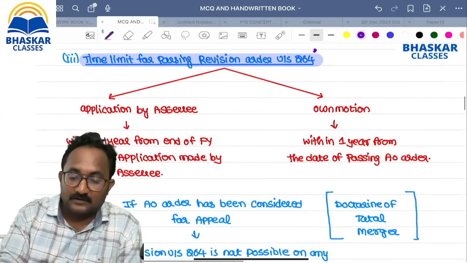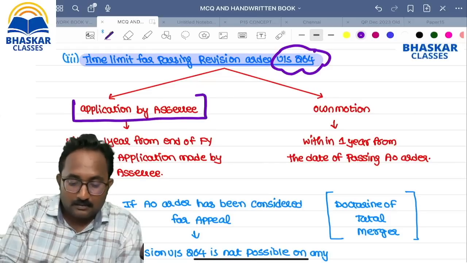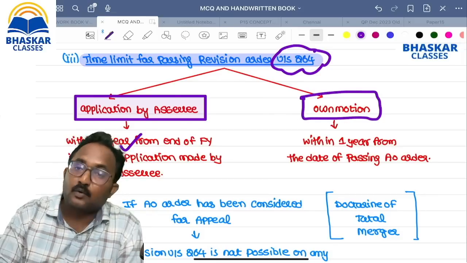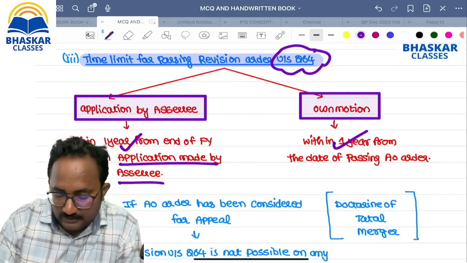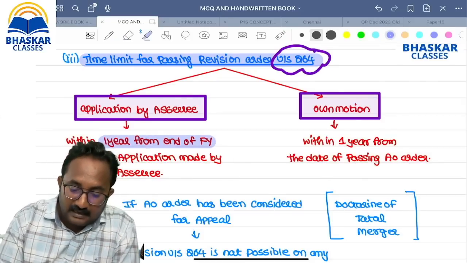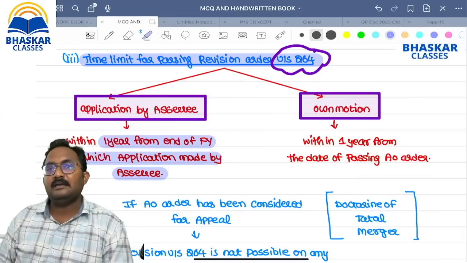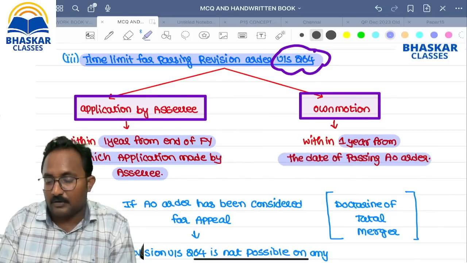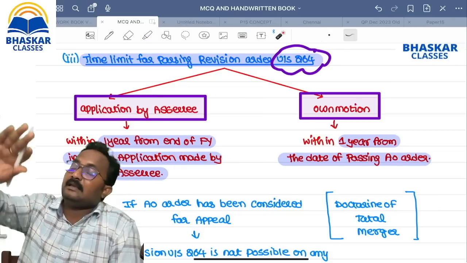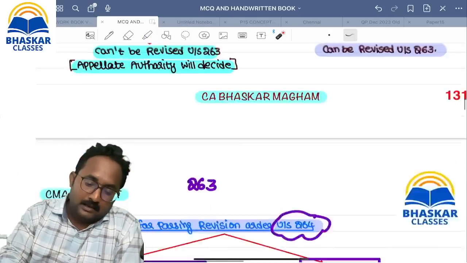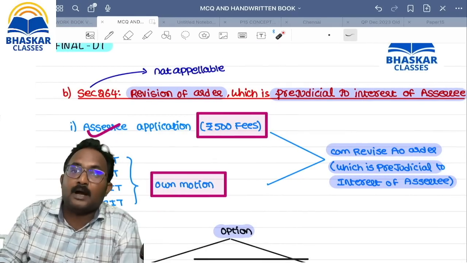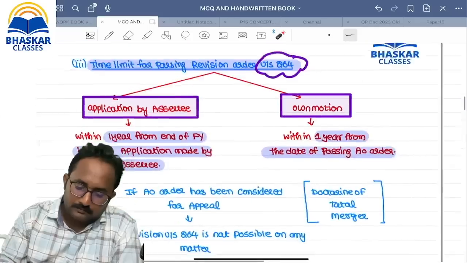But here the time limit for 264 is mentioned in 2 ways, ma'am. If the assessee is applying, they are taking what, ma'am? 1 year from the end of the financial year in which the application is made by the assessee. If the department is passing on their own motion, here also 1 year, but the starting day is different: 1 year from the date of passing of the AO order. If you are applying, the application date year ending plus 1 year. If the CIT does it on their own motion also, what is the time limit here, ma'am? 1 year from the date of passing of the AO order.